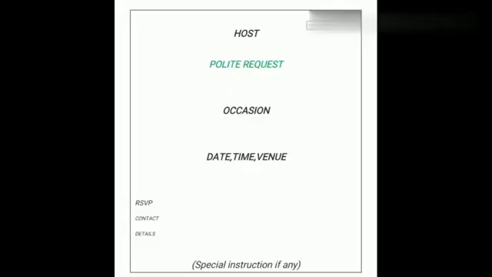students, let's see card format of the invitation. At first you have to mention name of the host, then polite request, after that comes occasion, date, time, venue. At the left hand side, at the bottom, we have to write RSVP. I'll tell you what does it represent. And at the bottom, at the center, we have to write if any specific instruction that we have to impart. And one very important thing, whenever you write card format, it should be within a box. Okay.